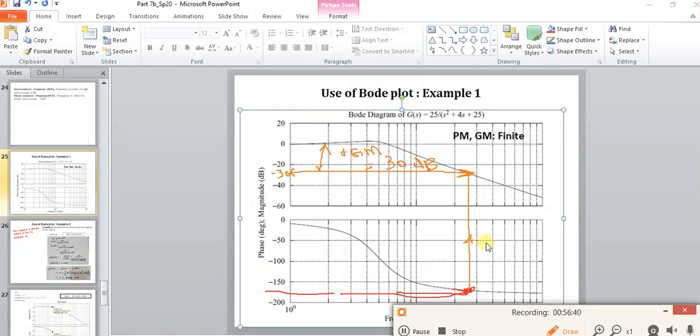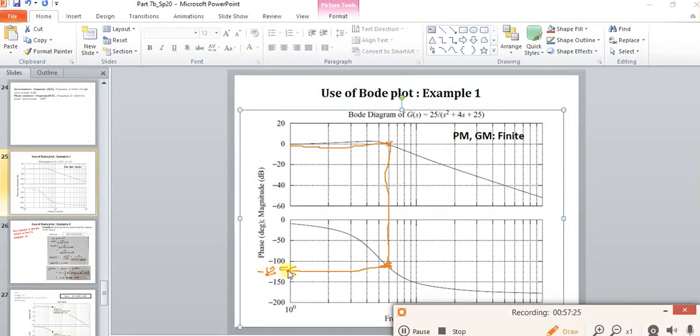This is about gain margin. Now coming to phase margin, we will start from here. We will see where the gain line crosses the 0 dB line. This is the 0 dB line, and here is the point where the gain curve crosses it. Now from here you drop vertically down till you meet the phase curve. Here is the point where you are meeting. And now the phase at this point is roughly minus 125 degrees.